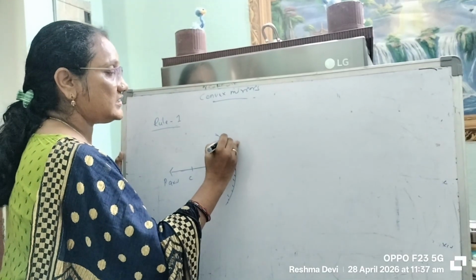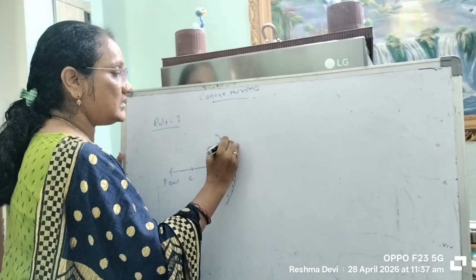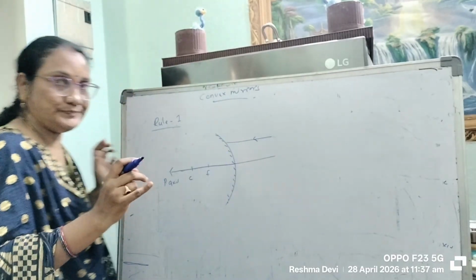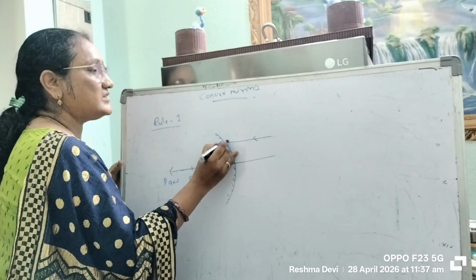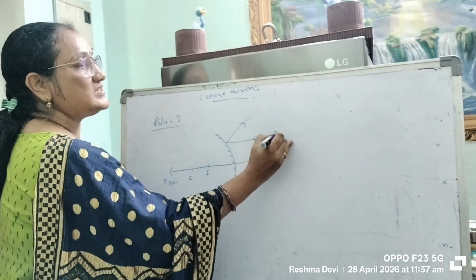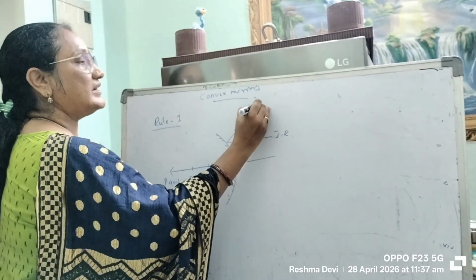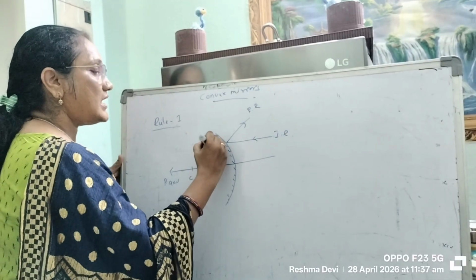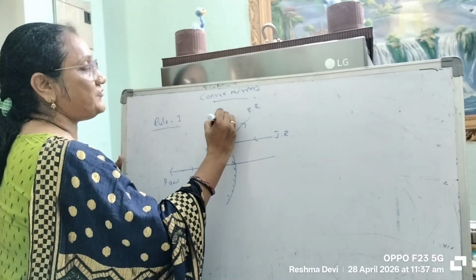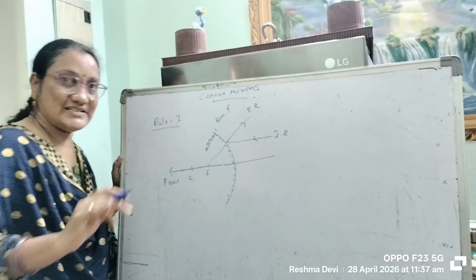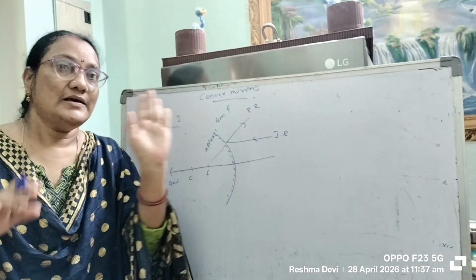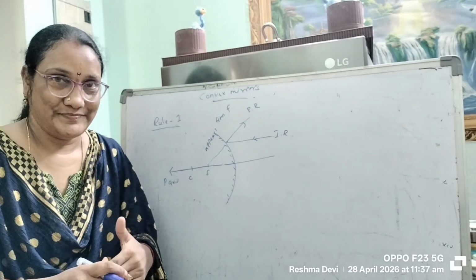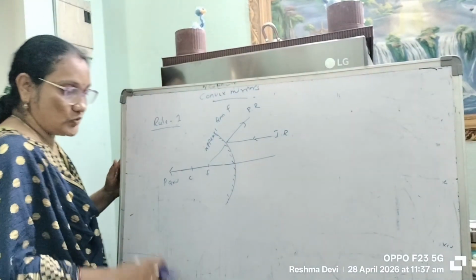Now rays coming parallel to the principal axis, they reflect. Incident ray, reflected ray. But what we see is that this reflected ray appears to come from F. Rule 1 says that after reflection, they will be in such a way that they appear to come from F. Okay. Now rule 2.